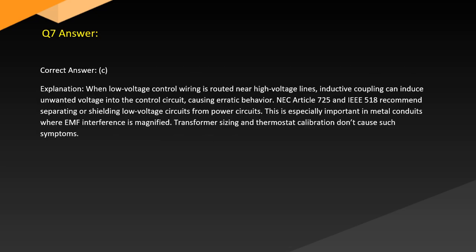Answer. Correct answer: C. Explanation. When low voltage control wiring is routed near high voltage lines, inductive coupling can induce unwanted voltage into the control circuit, causing erratic behavior. NEC Article 725 and 518 recommend separating or shielding low voltage circuits from power circuits. This is especially important in metal conduits where EMF interference is magnified. Transformer sizing and thermostat calibration don't cause such symptoms.